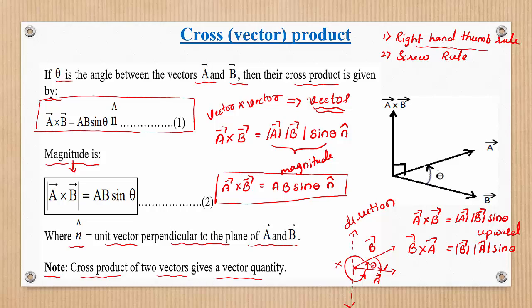Let us move your right hand from B to A. Just open your thumb. Again use your right hand. So you should move your hand from vector B to vector A. Where is your thumb? The thumb is in the downward direction. So here we can write vector B cross vector A is in the downward direction. Anyhow, the direction is always perpendicular to the plane of vector A and B, and this is always represented by a unit vector, denoted by n cap. Is it clear? So this is all about the first rule.